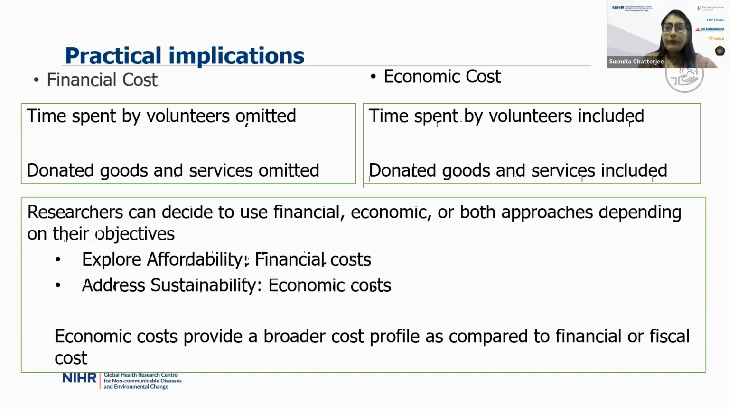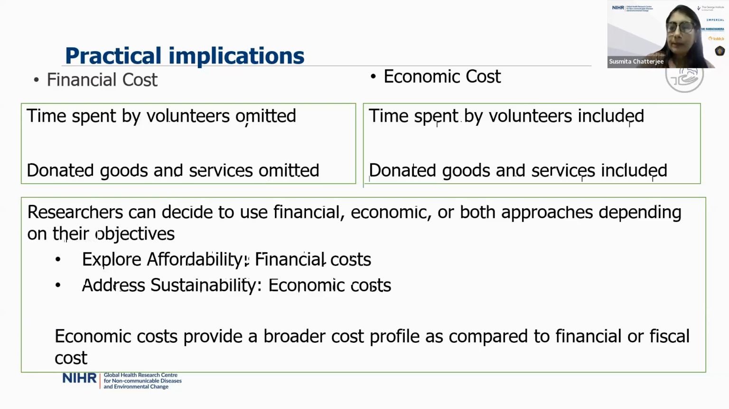So in the financial cost analysis, generally, time spent by volunteers, etc., is omitted because there is no money involved in it, right? Financial cost is interested, as I said, only in the money spent for a particular activity. Suppose a volunteer is working for any purpose. If we are doing financial cost, we will not cost the time of the volunteer. But if we do an economic cost, that will come in.